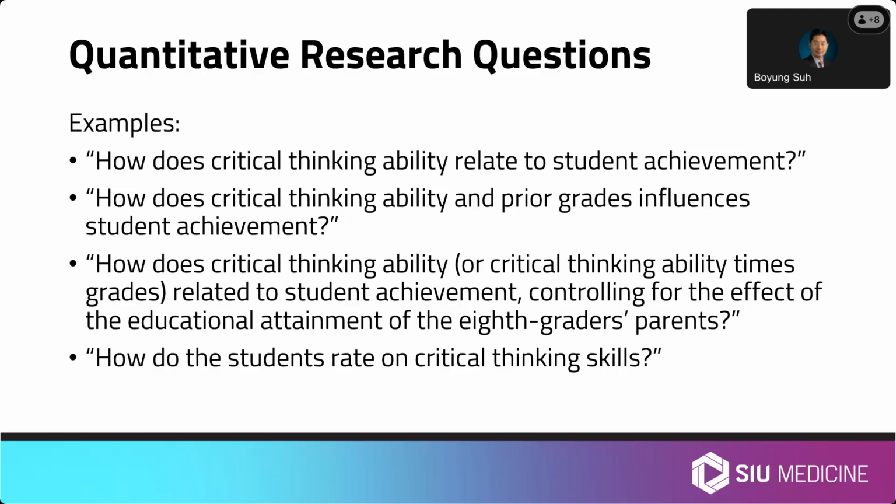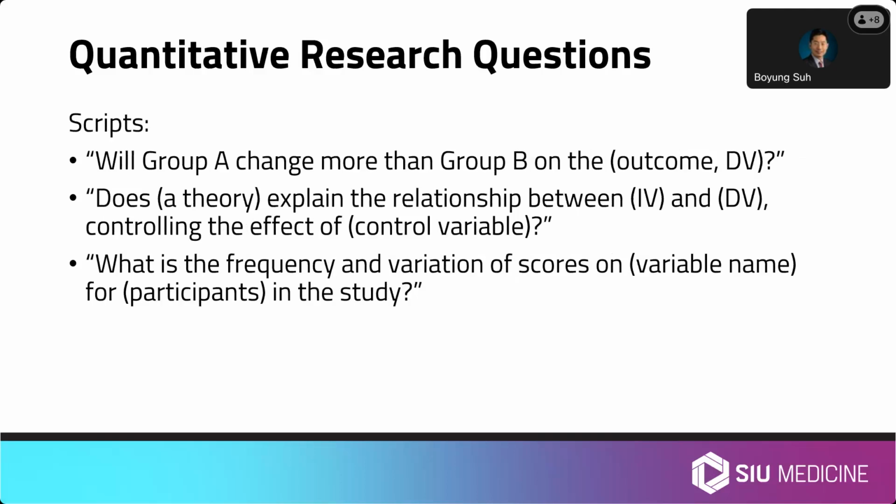So in quantitative research questions, you should consider those different types. And then the next slide, I prepared a script for developing your research question in a quantitative study. So see those outcomes as dependent variable, theory, variables, different types of variables, and participants. Those are elements of your research questions.